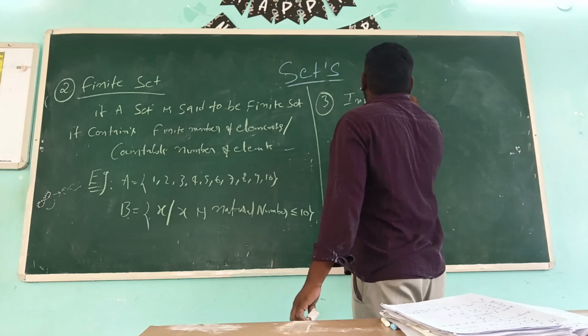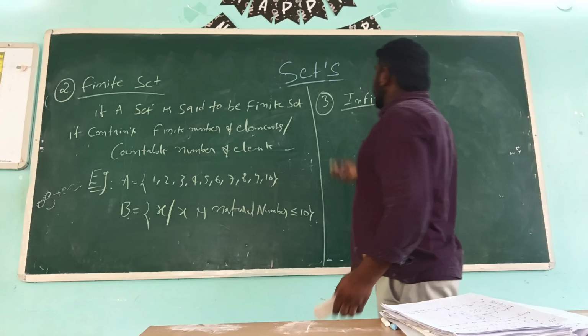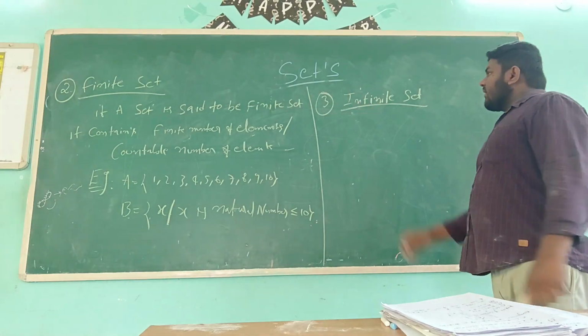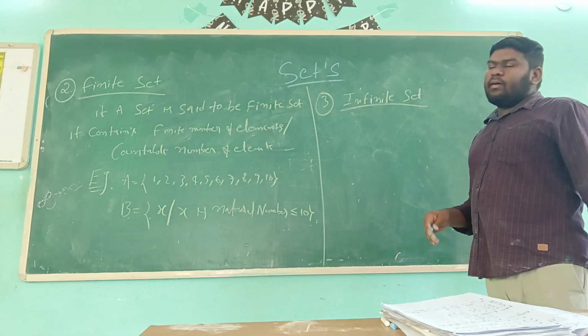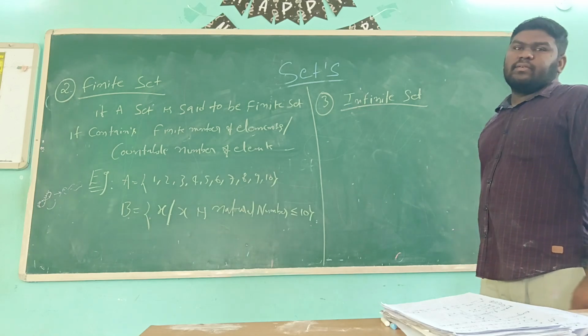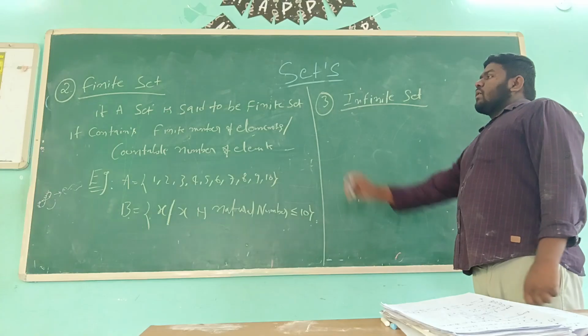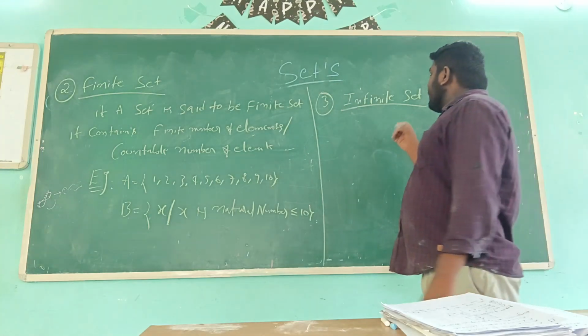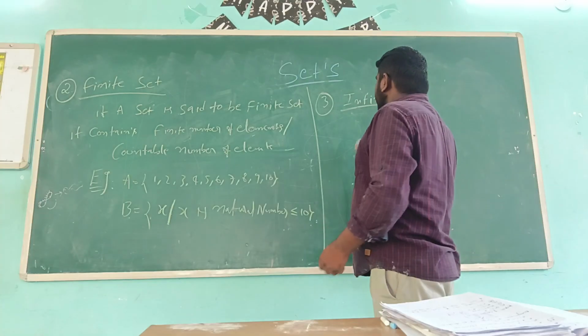Infinite set. Understood? First one is the empty set, second one is finite, third one is the infinite set. Infinite, you can say easily: the set which is not finite is called the infinite set. Understood? We will give the definition like this.